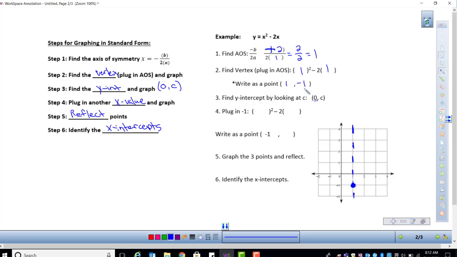Next, we look for the y-intercept. We look at the c value. I don't see a c value here. That means that it is 0. It would be like plus 0. So 0, 0 is our y-intercept.